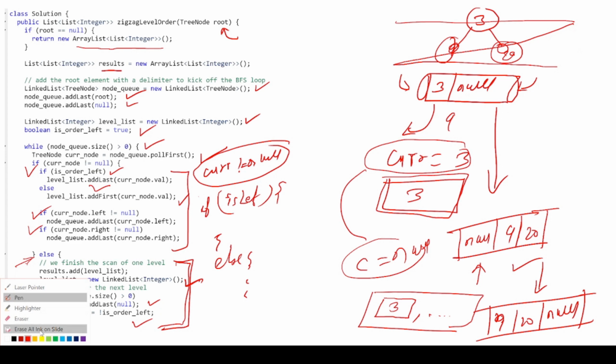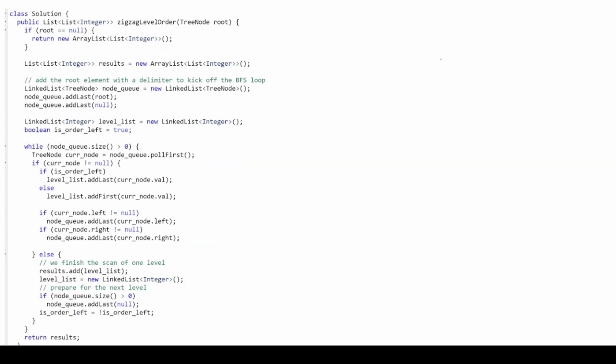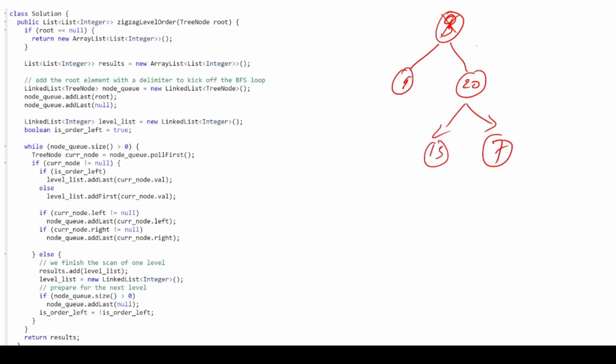Okay, so now we are going for another level. Previously we have completed what? The root node was 3, and this is now completed. Now we have added 9 and 20, and we have already added them to the queue. Then we'll go to the next level, I think this is 15 and this is 7. So in the queue we have 9, 20 and null.